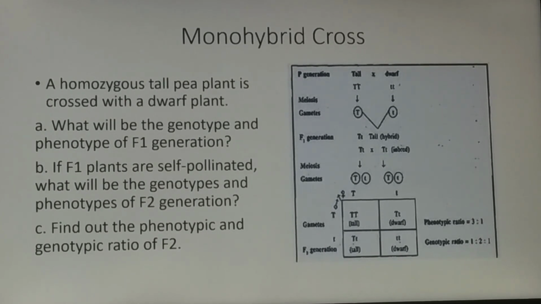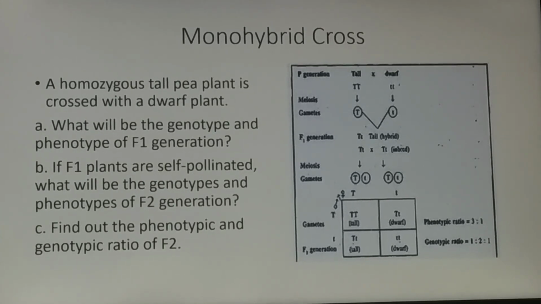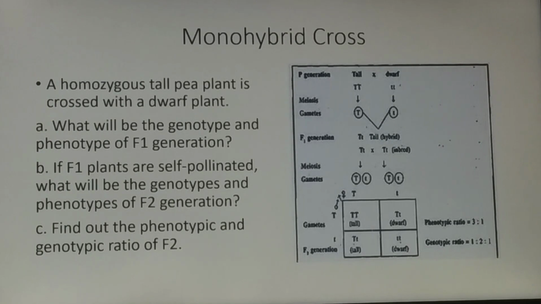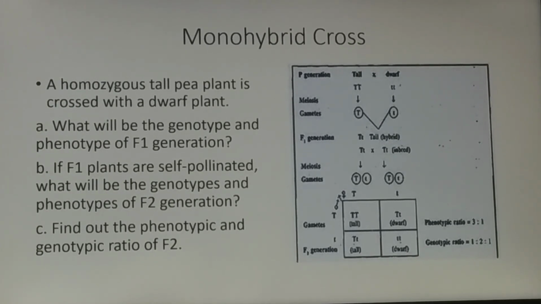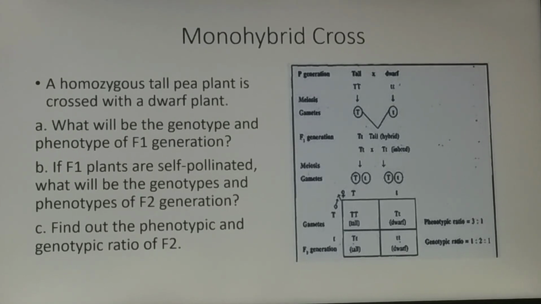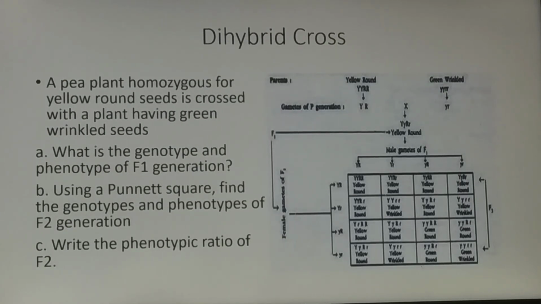So practice doing this type of cross using all the 7 characters which Mendel selected, and if such a question comes, you can easily score full marks. Mostly it might be asked as a 5-mark question, so you can easily score full marks for this question. Now moving on to the dihybrid cross.